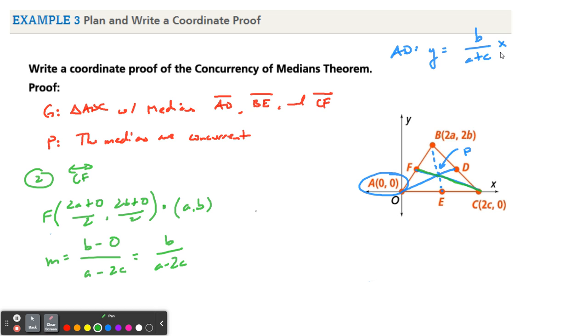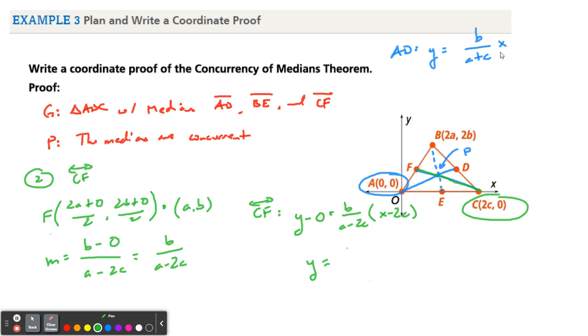And now we're going to find the equation of line CF, and to do that we'll use point-slope form. It doesn't matter which coordinates you use. You can use F's coordinates, which are a and b, or you can use C's coordinates. I'm going to use C's coordinates again because I have a 0. So this is y minus 0 equals b over a minus 2c times x minus 2c. So the y minus 0 cancels, so y is by itself, and over here I'm going to distribute this.